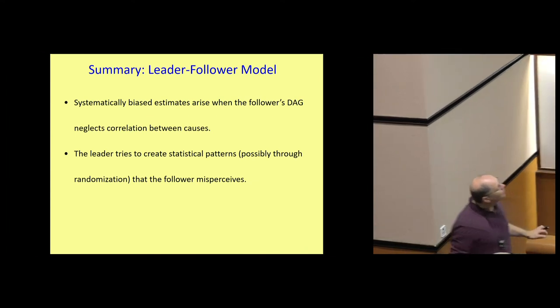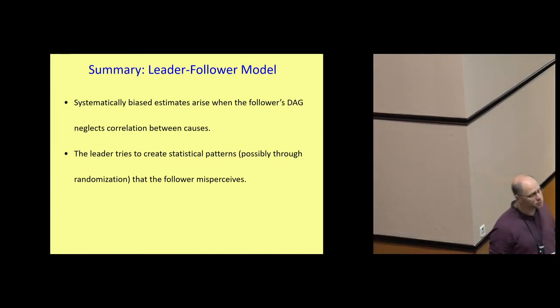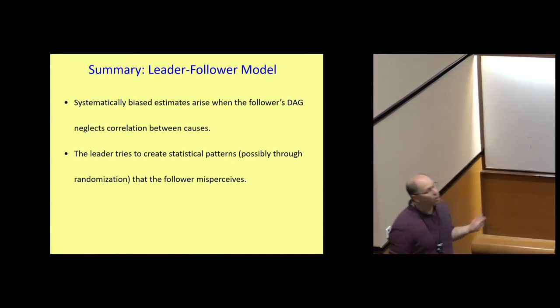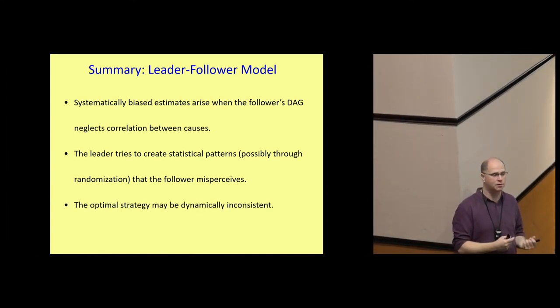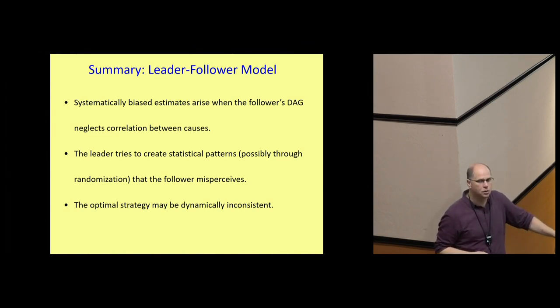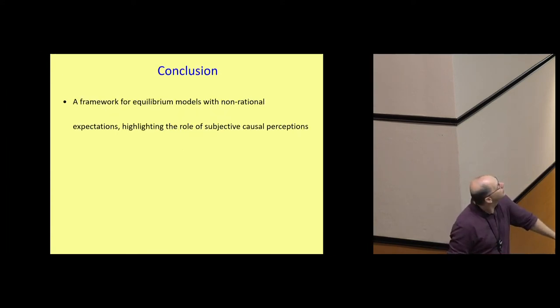We saw that what the leader tries to do is to create statistical patterns, possibly through randomization, that the follower misperceives. And that means that there could be dynamic inconsistency, and that's a new type of dynamic inconsistency. I think it's an interesting area for further research. It would be interesting to understand when the ex-ante optimal strategy is dynamically consistent, when it isn't, how pervasive that is. So let me conclude those two lectures.